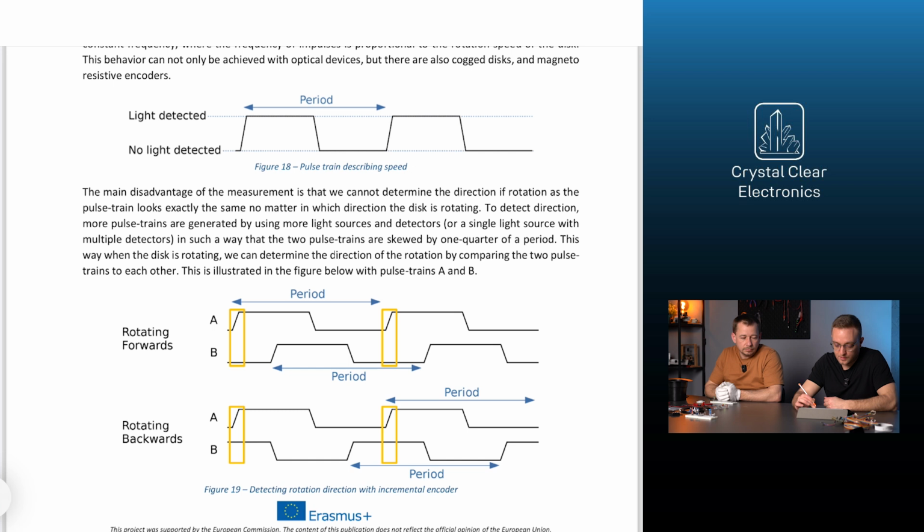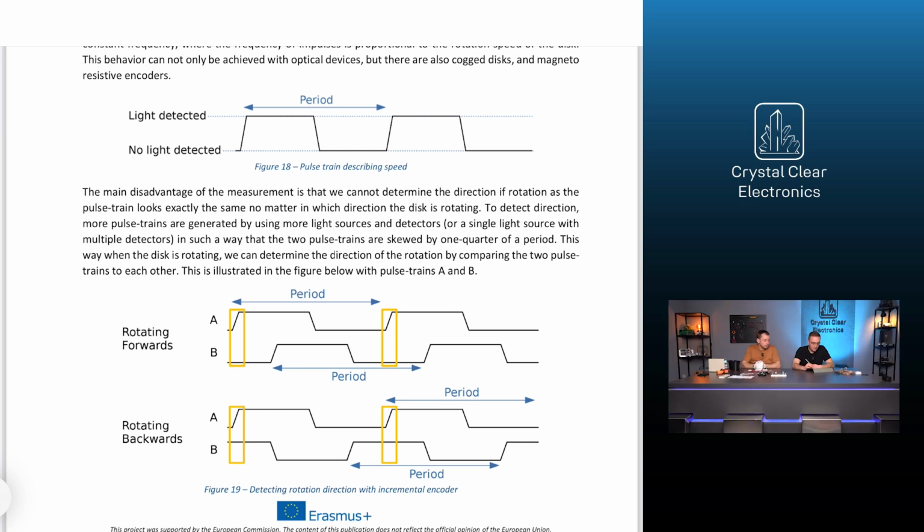To detect direction, more pulse trains are generated by using more light sources and detectors or a single light source with multiple detectors in such a way that the two pulse trains are skewed by 1/4 of a period.